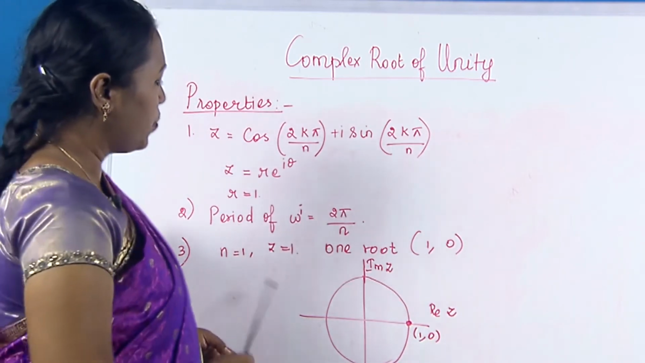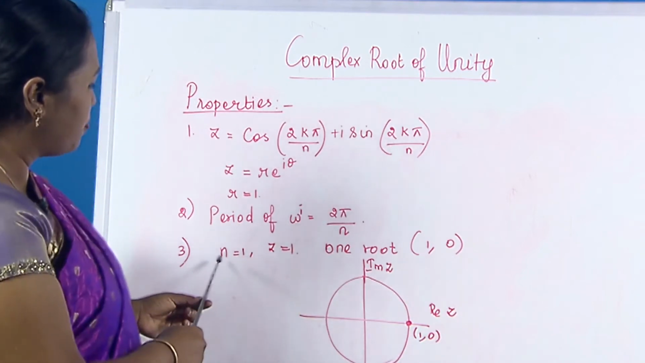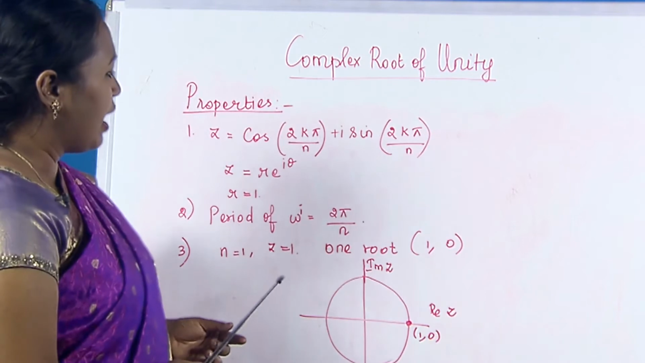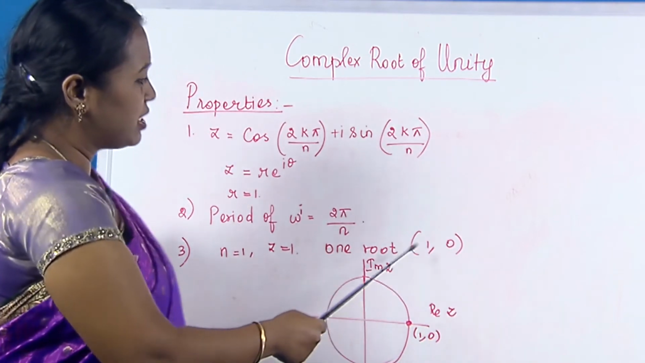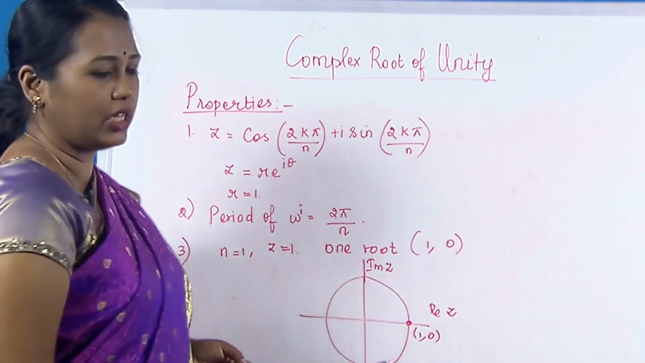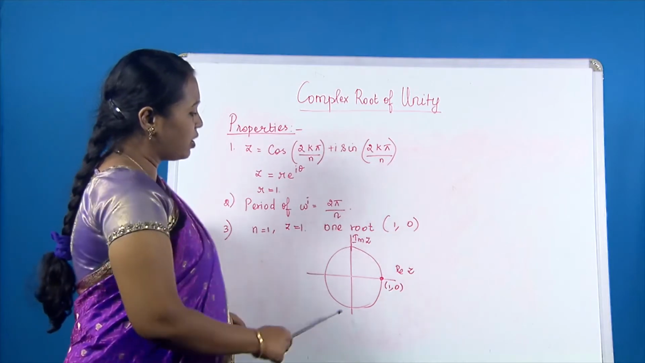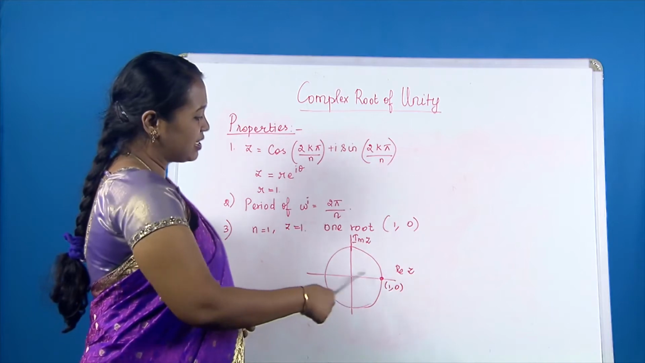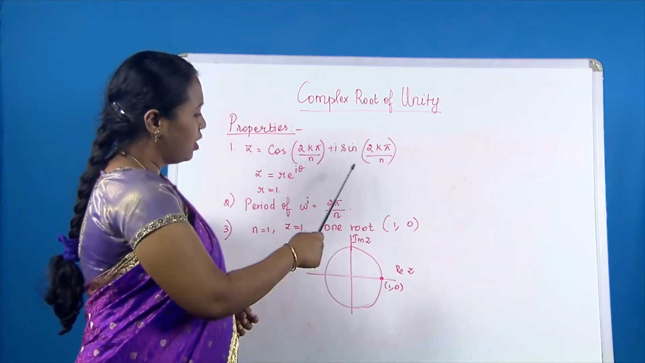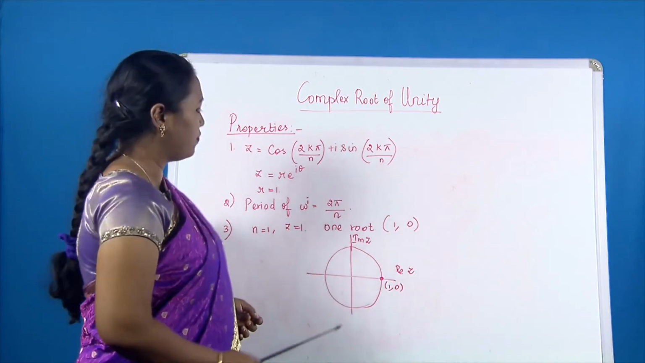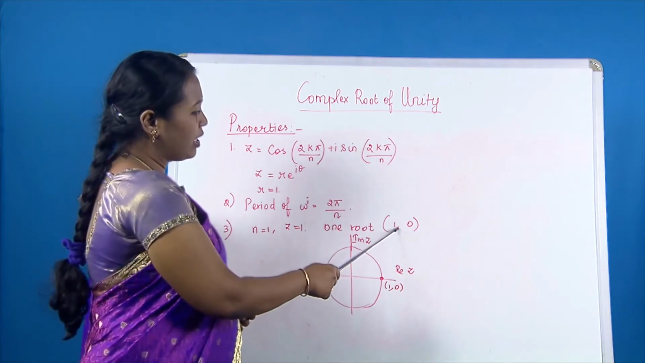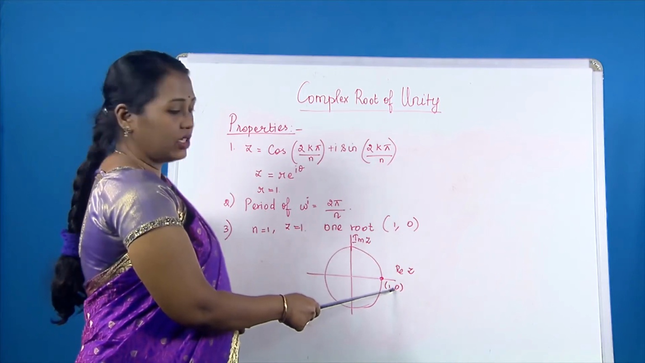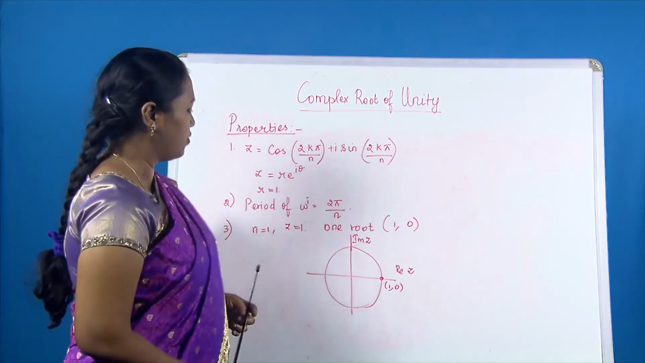Now, when we are doing the calculations, let us take n is equal to 1 and Z is equal to 1 here, and we realize that there is just one root, 1 comma 0. We represent this on the complex plane, with the x axis as the real part of Z and the y axis as the imaginary part of Z. Since the root is only 1 comma 0, it lies on the real axis, which is here. So, the imaginary part is 0 and therefore it is 1 comma 0.